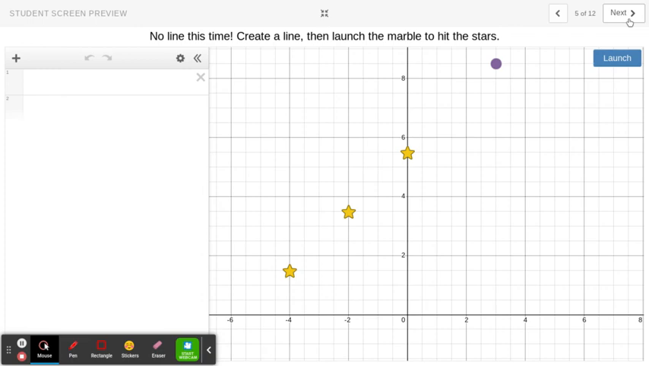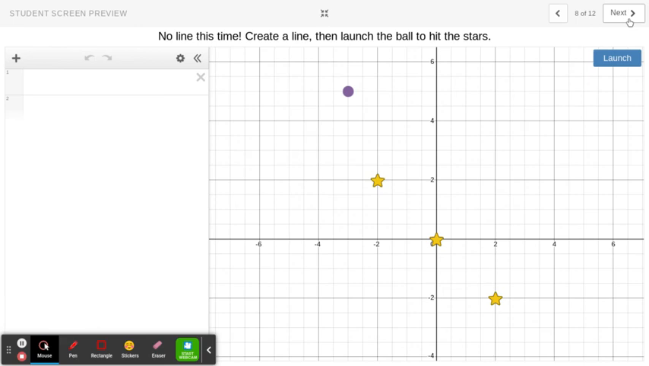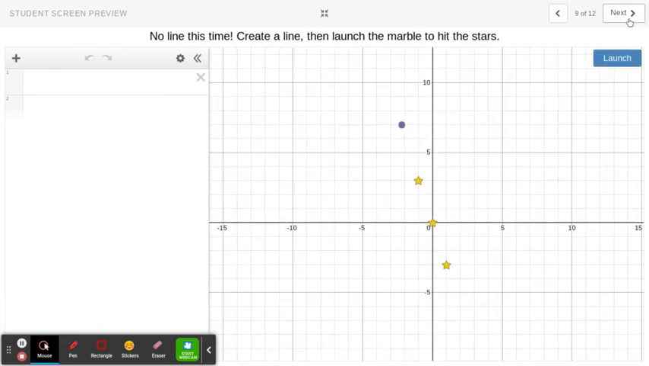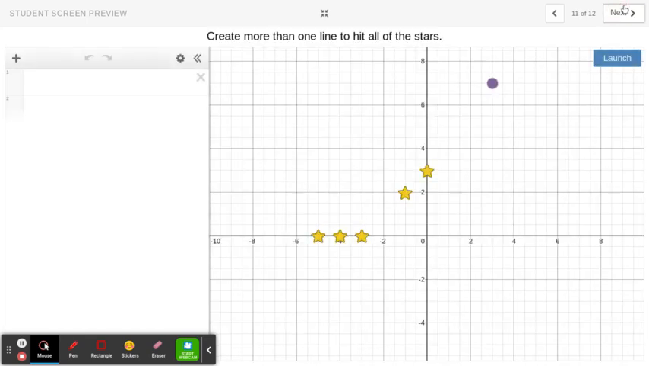All right, you're going to do 5, 6, 7, 8, 9 on your own. For 10, you need to make 2 lines. One line to hit these 2 stars, and then another line that hits these stars. For 11, you're going to make a line that hits these 3 stars and another line that hits these 2 stars. And that's all we did. We only went up to 11.